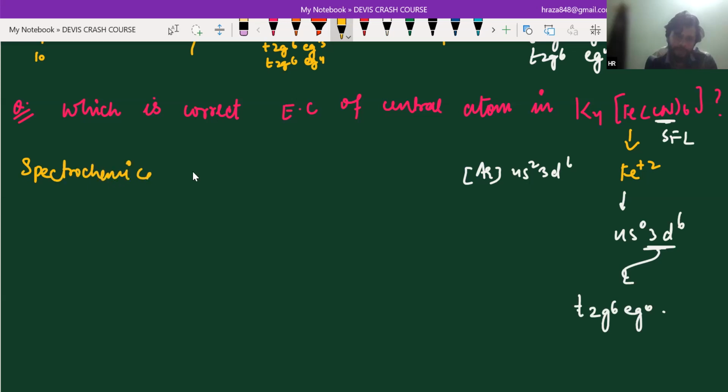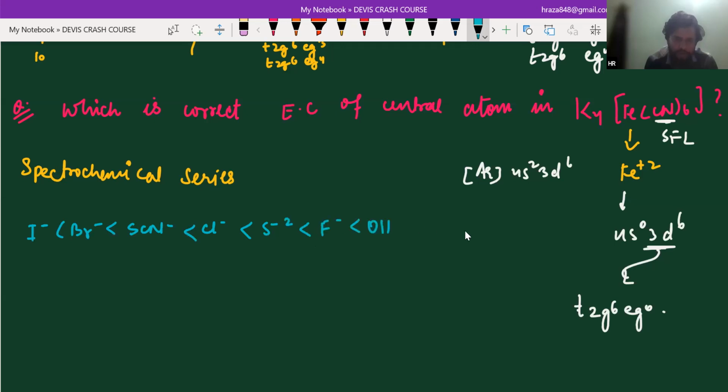Now see the spectrochemical series. It's very easy. A spectrochemical series is just like a series, like if you have studied the electrochemical series in electrochemistry. So it's just like that. The weakest ligand is I minus, then comes Br minus, then isothiocyanate SCN minus, then Cl minus, then S 2 minus, then F minus. These are all weak field ligands.